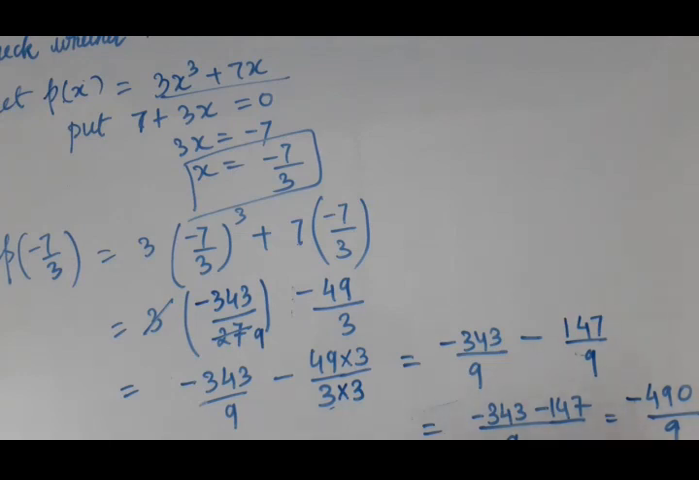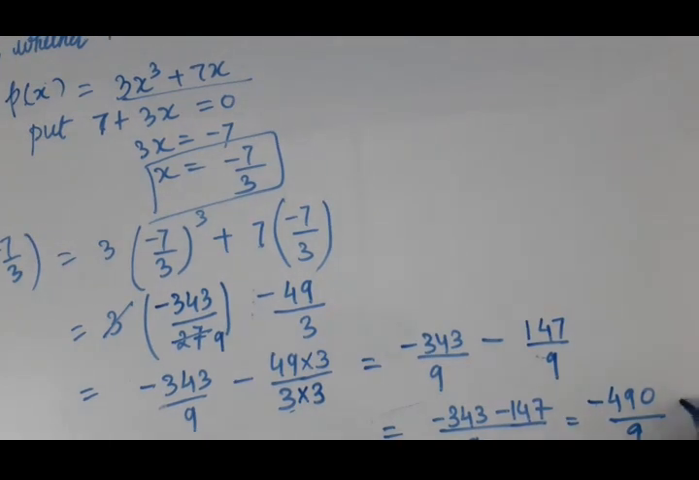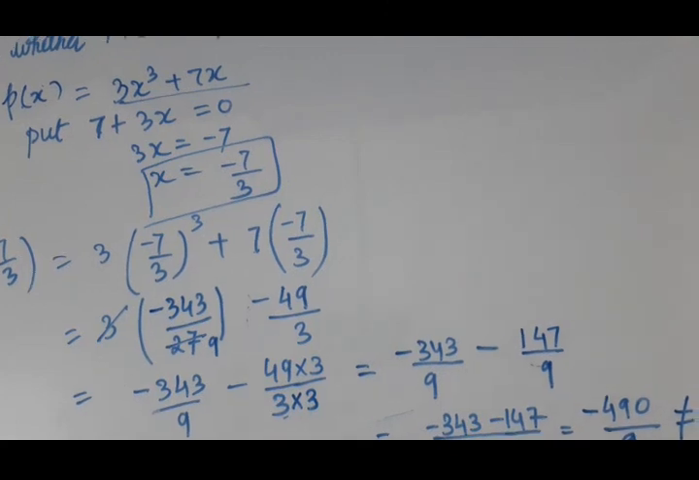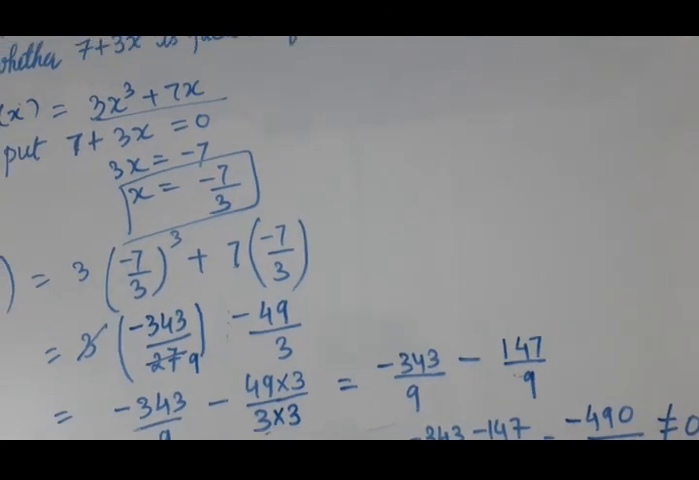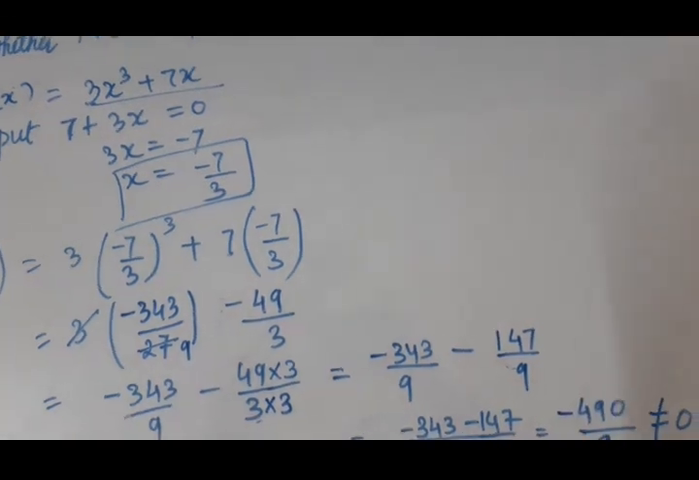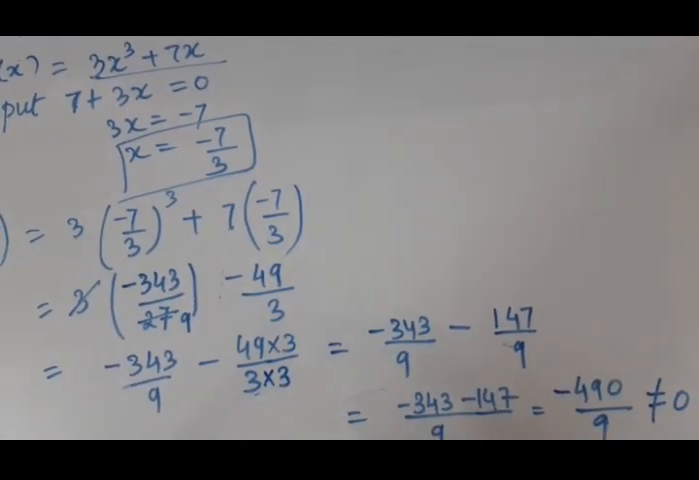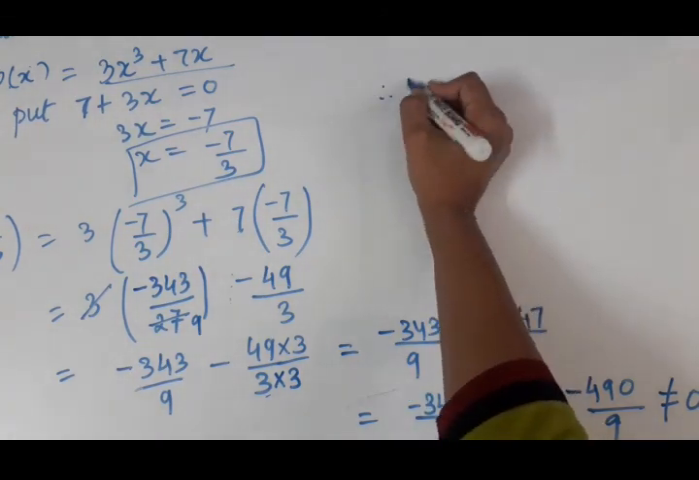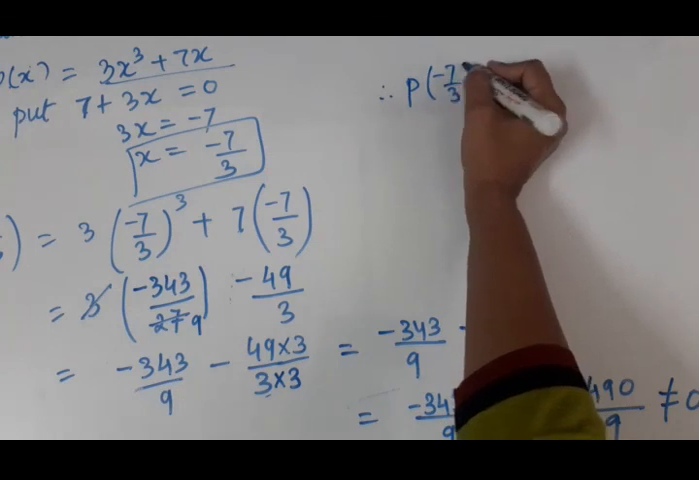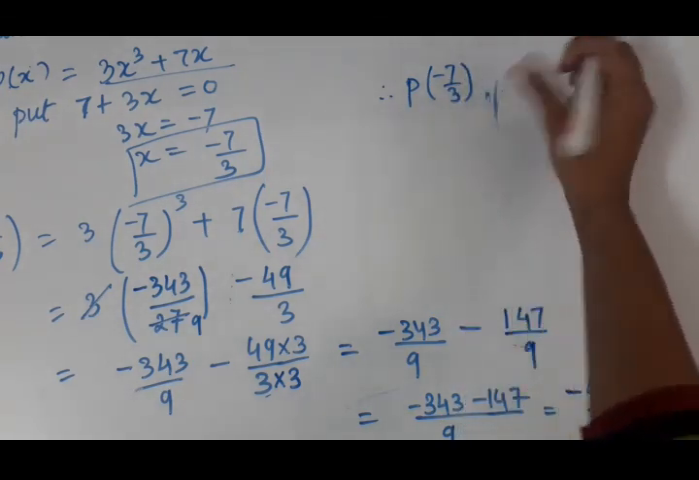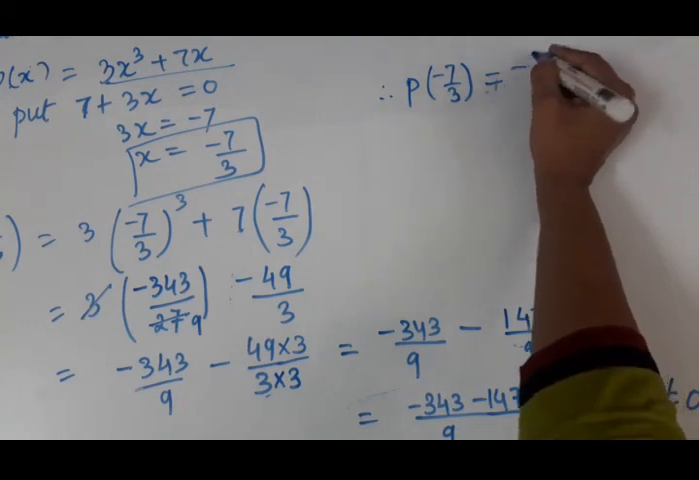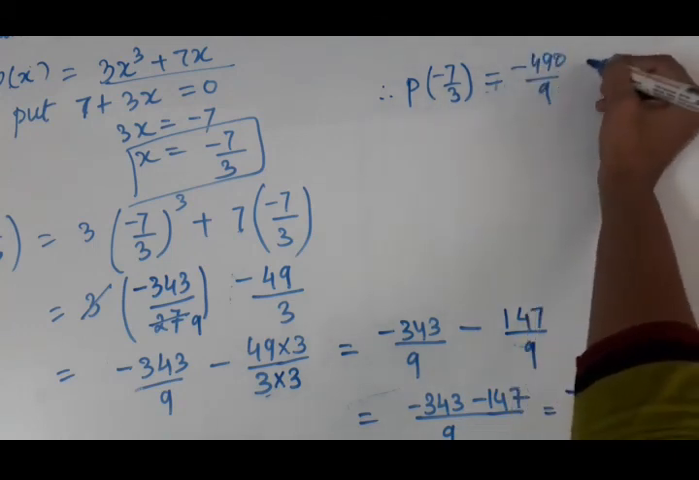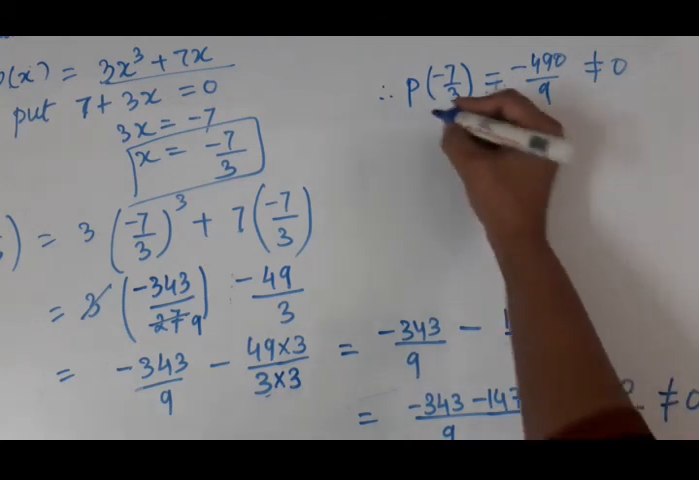Can you solve it further? No. And the remainder is not equal to 0. Now the remainder is not equal to 0, that means the divisor is not a factor of the dividend. So after writing this, you have to write: therefore p of minus 7 by 3 equals minus 490 upon 9, which is not equal to 0.